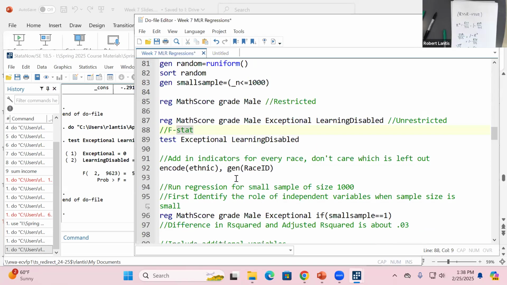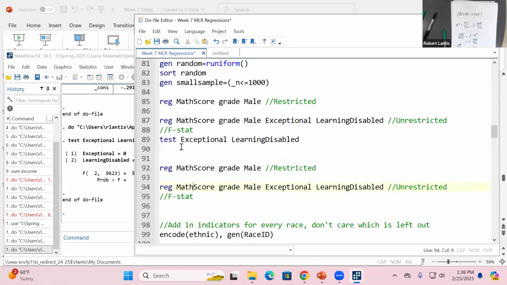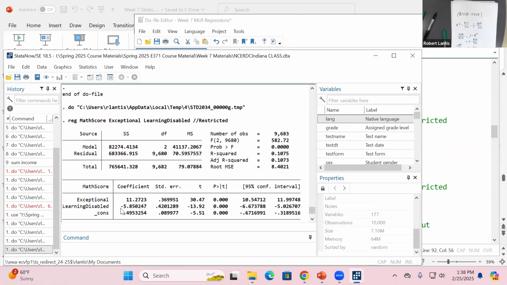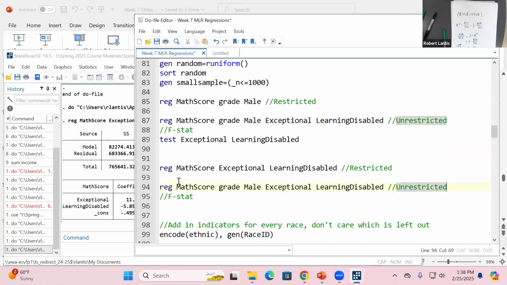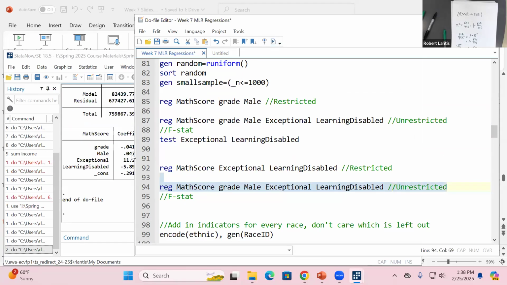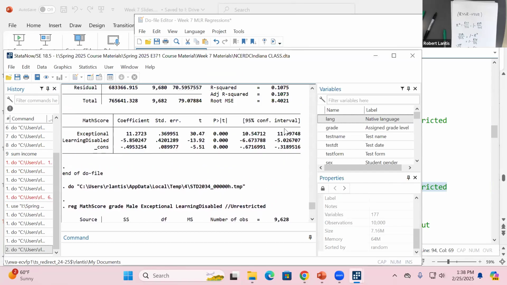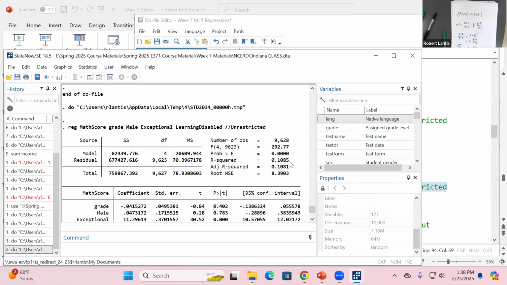If I worked the other direction, so let's say I took these two regressions, and instead I started out with my restricted model. I was only including these two variables. So I start out just using the exceptional and learning disabled. I'm getting about 0.1075. Now, if I add in grade and whether or not that student is male, what's happened to my R squared? Well, it went up, right? I went from 0.1075 to 0.1085, but it barely went up, right?